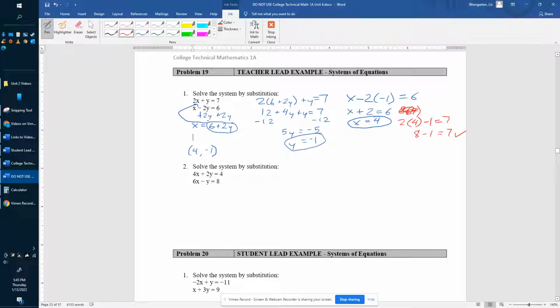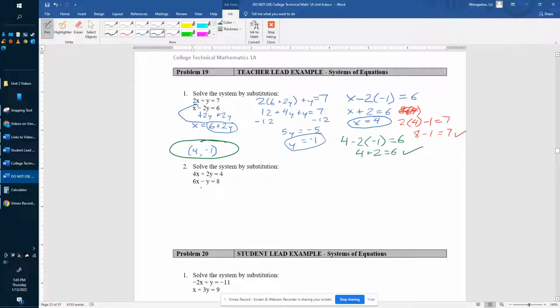7 equals 7. Now let's plug it into the other equation. I'll grab another color. So we have x is 4 minus 2 times negative 1 equals 6. 4, this is going to be negative 2, so that turns positive, plus 2 equals 6. 6 equals 6, so that is true. This is indeed our solution.